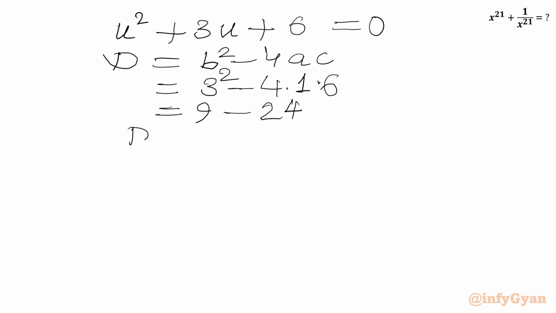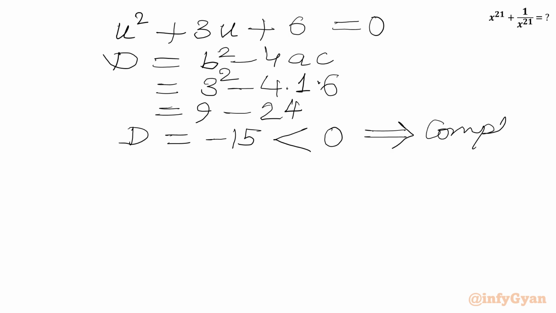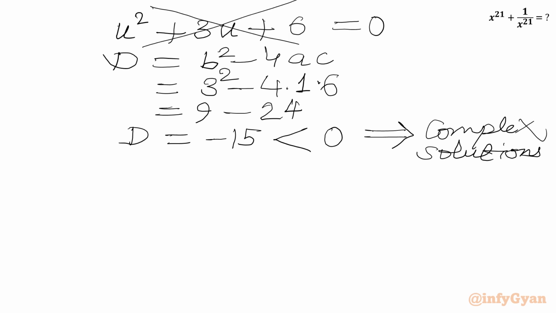So we are getting discriminant value negative 15, which is negative. We are going to get complex solutions. So I can write here, because we are getting complex solutions, so we will cancel this quadratic equation. Now we will write here the accepted u value, u equal to 3.